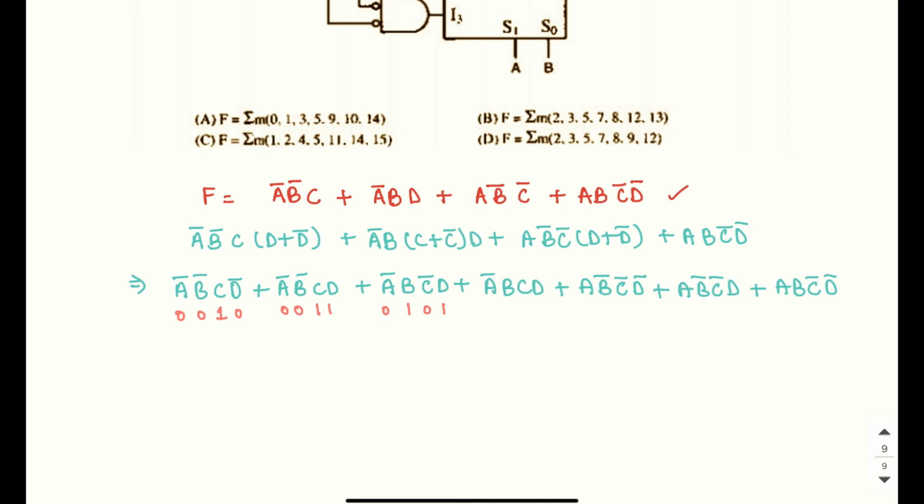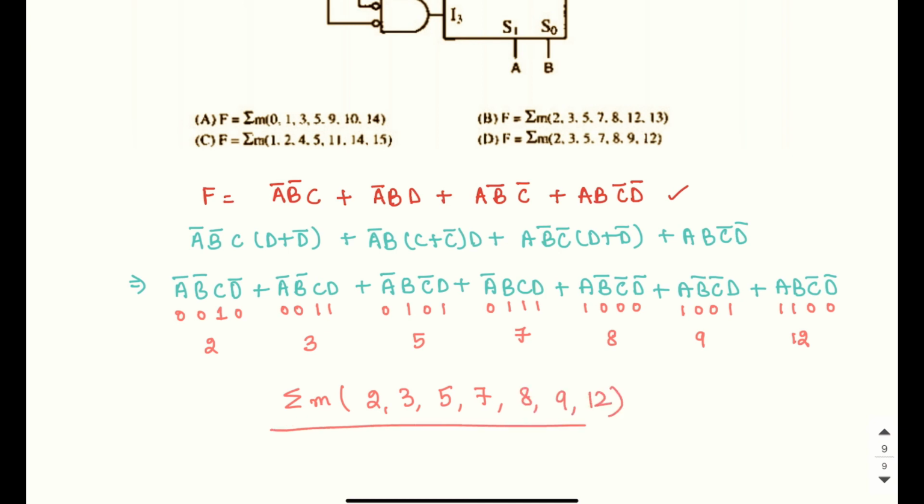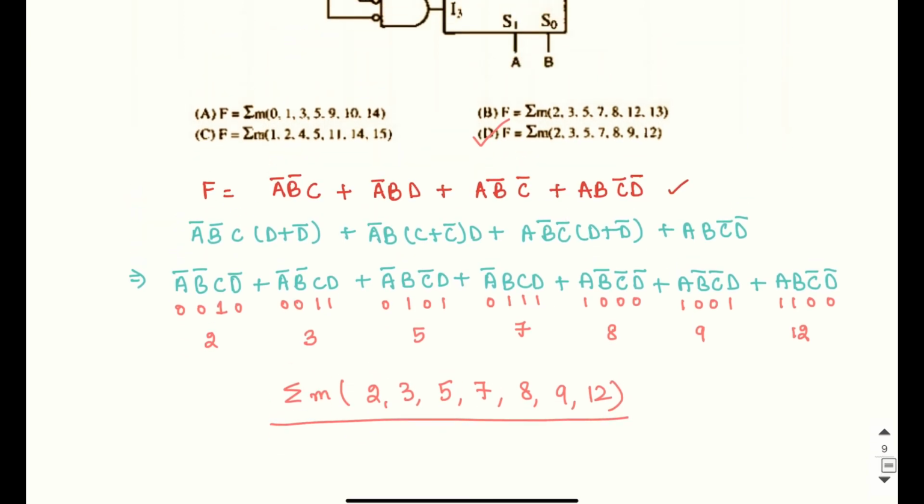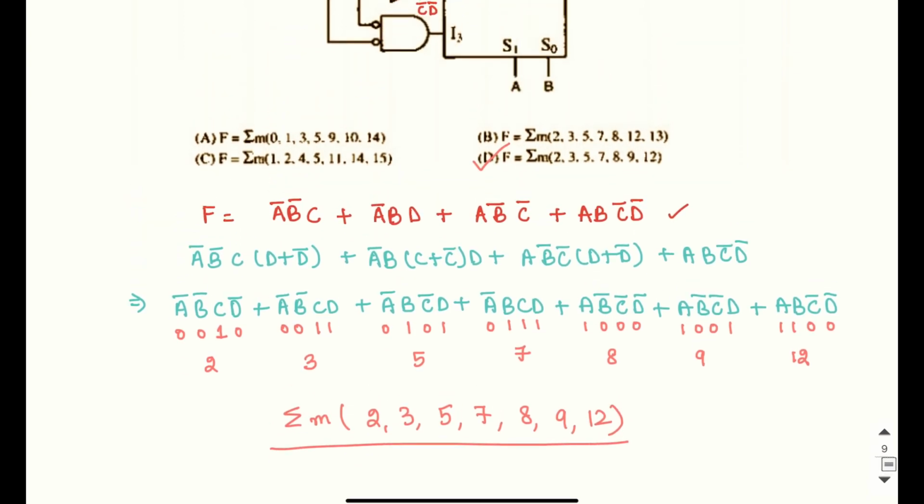So bar is equal to 0 and the variable is 1. So 0 0 1 1, this is 0 1 0 1, this is 1 0 0 1, this is 1 1 0 0. If you interpret the decimal numbers for this, this is 2, 3, this is 5, 7, 8, 9 and 12. So we have sigma m of 2, 3, 5, 7, 8, 9 and 12. Now see, it matches option D: 2, 3, 5, 7, 8, 9 and 12. In this way, you can solve any particular question based on multiplexer.